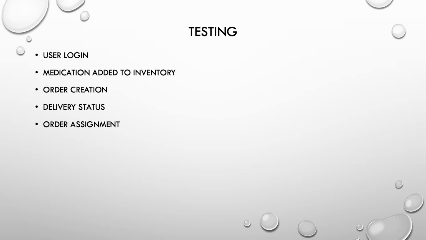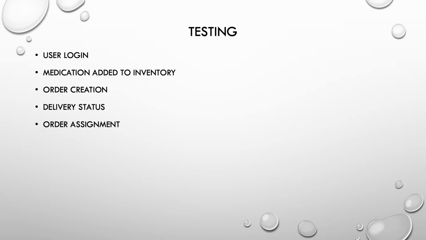Next, we want to test medication inventory. This is to add medication to the inventory. This is also checking that the inventory is able to update and store that information. Next, we have order creation. Order creation is us creating an order from the inventory and medications to check if the medication is available, and the system will then generate an order ID and go from there.